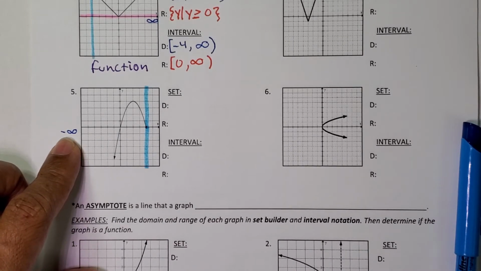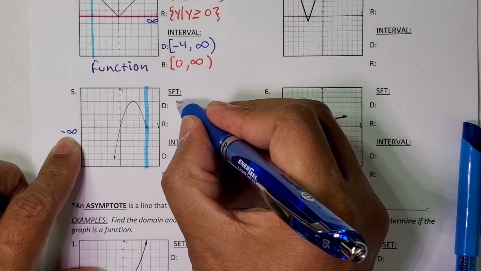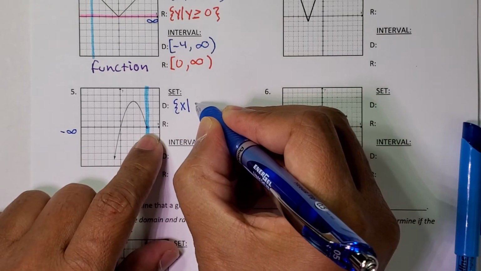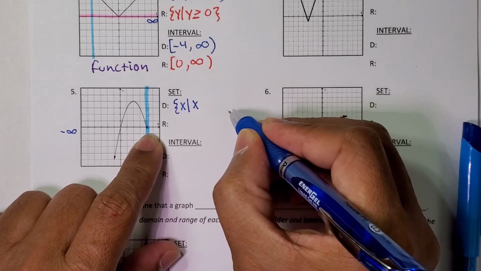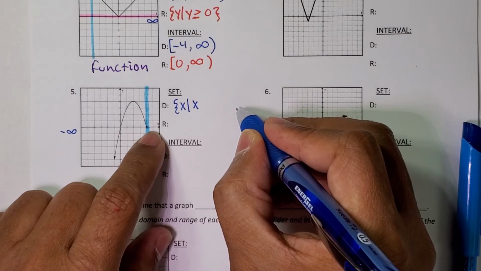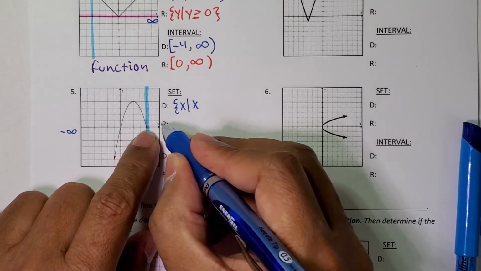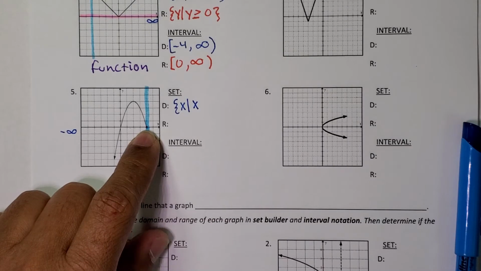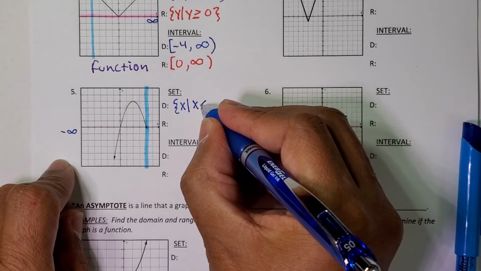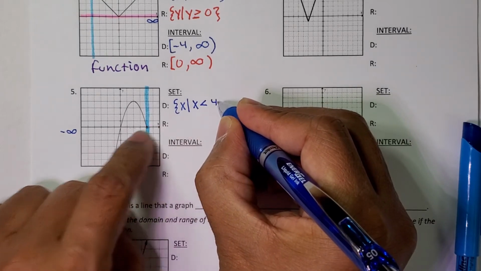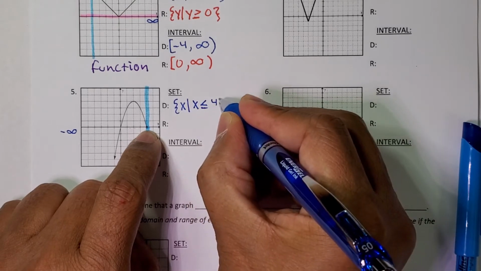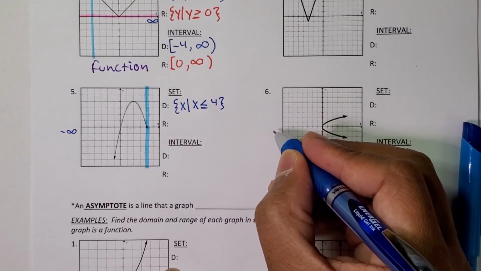This is going to help me state the domain. Let's do this in set builder notation first. x such that, and what is x doing here? Watch. This is 1, 2, 3, 4. What's x going to do from 4? What's going to happen to the domain? It goes to the left. So this will be less than 4 because the graph is going to the left from 4. Is it equal to? Yes, it's a closed circle. So this will be the domain in set builder notation.